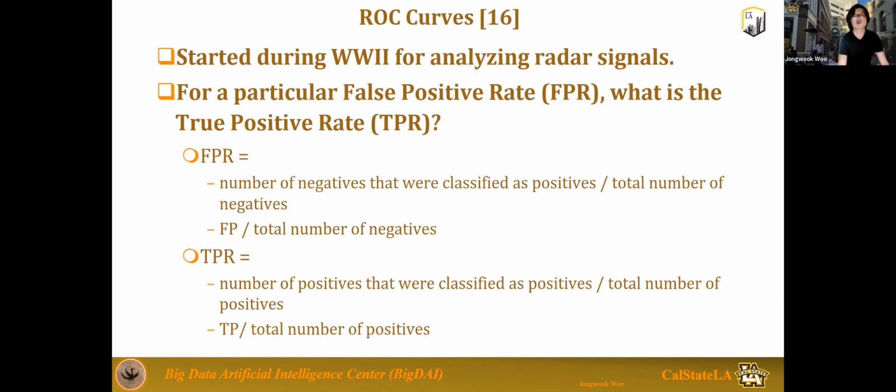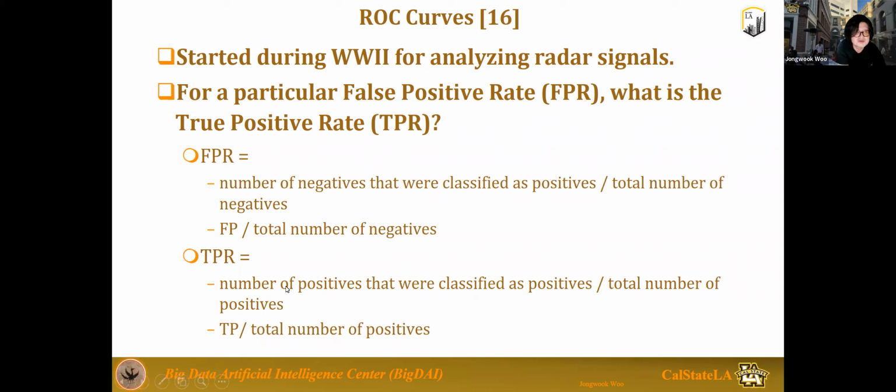Okay? So false positive rate, again, is the false positives divided by the total number of negatives. Negative means, for example, this sinkhole doesn't explode. So false positives divided by the total number of negatives is called the false positive rate.